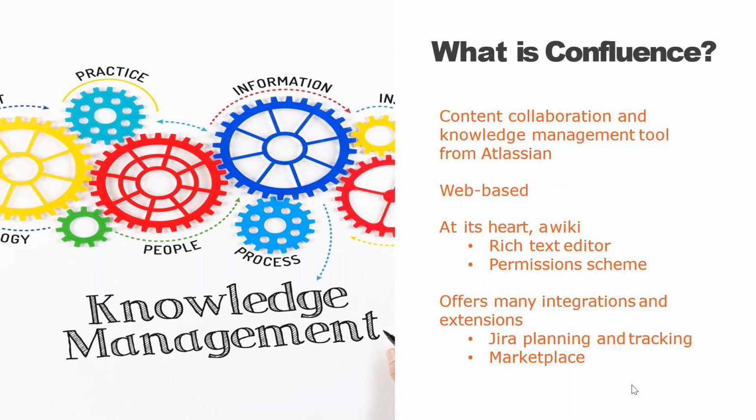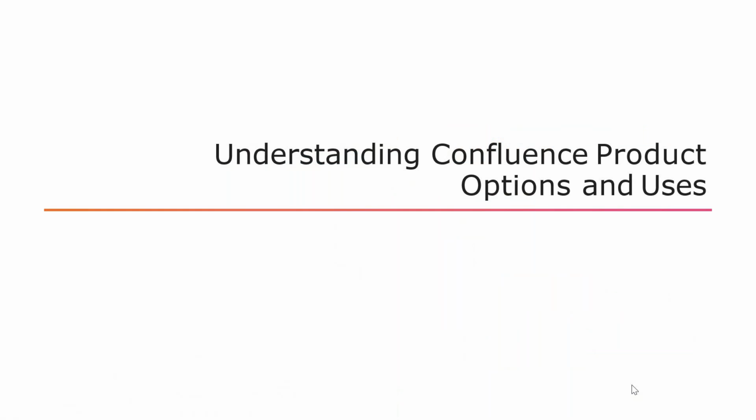So Confluence is a content collaboration and knowledge management tool from Atlassian. It's web-based, and at its heart it's a wiki. Okay, and it also offers multiple integrations with Jira and other tracking tools as well.